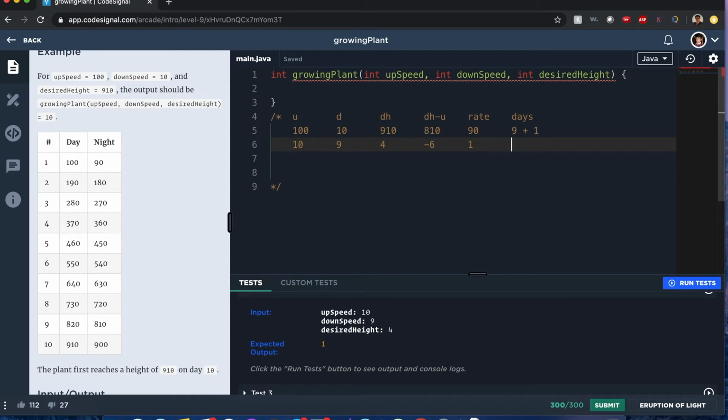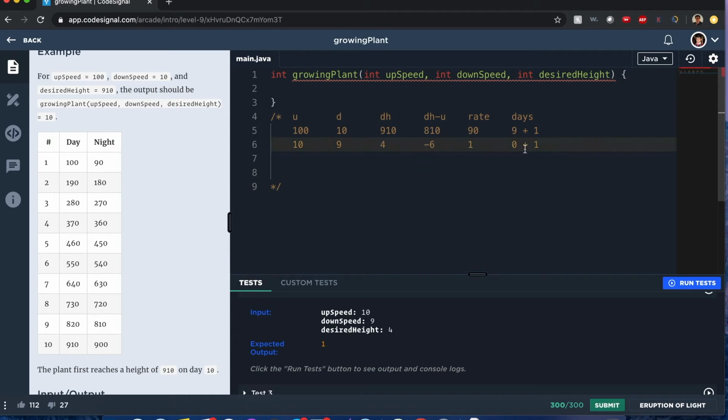And there's no such thing as negative days. What we can say is that it takes 0 days, we just make it 0 days, because we know that it will take at least 1 day to reach the desired height. It can never be negative. This is a special case, and there can't be any negative days in whatever you solve.